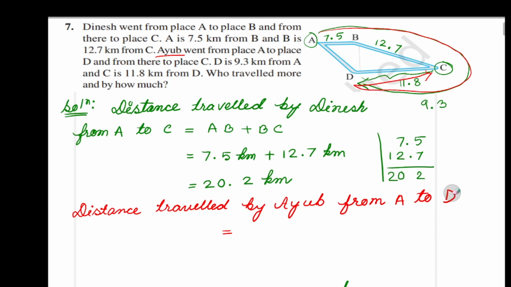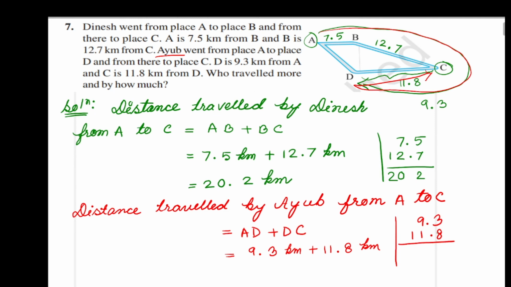How can we write A to C? Because he has gone from A to C. So first he has gone from A to D, then D to C. What is the distance of AD? It will be A to D, 9.3 kilometer, plus D to C, 11.8 kilometer. So what will be the sum? 9.3, 11.8. 3 plus 8, 11, 1. 9 plus 1, 10 plus 1. So it will be 21.1 kilometer.